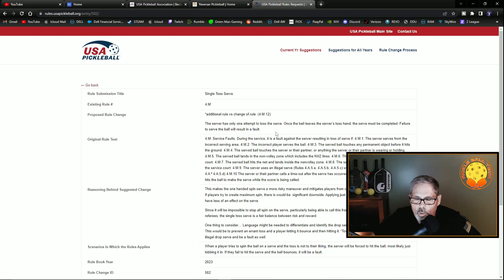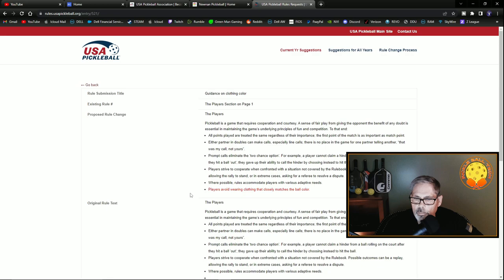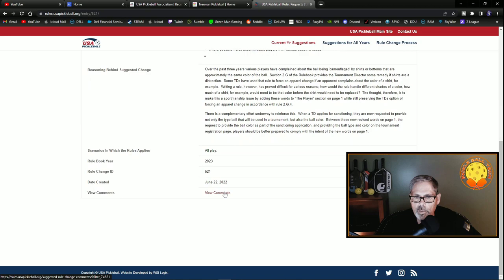All right, let's move on to the players section on page one. Let's see what that is. Oh, guidance on clothing color. This should be interesting. Players avoid wearing clothing that closely matches the ball color. Not agreeing with that. I think you can pretty much wear whatever color clothing you would choose to. I can see where it would be tough, maybe in the right spot if it blended in with the shirt or shorts. Let's look at the comments on this one.